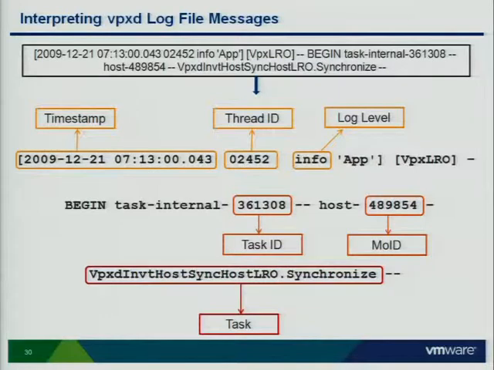Then you have the task ID, which is the unique ID that's given for every single task that is sent from VC to the ESX host. And then you have something called the MOID. This is the Managed Object Identifier. This is the unique key that helps you identify an object in your vSphere inventory. And then finally, the actual task that was run.